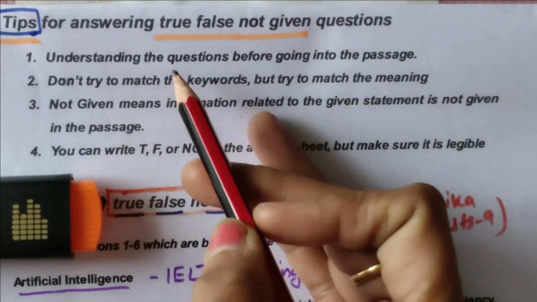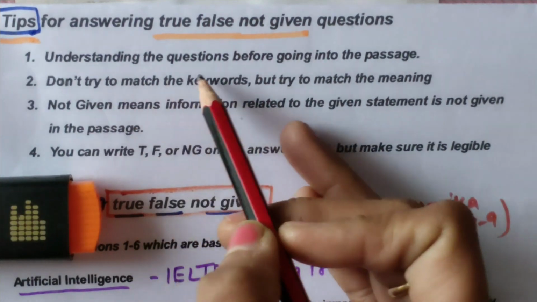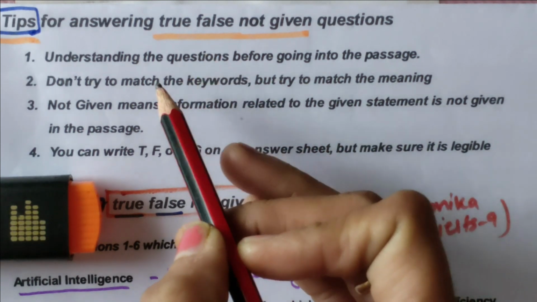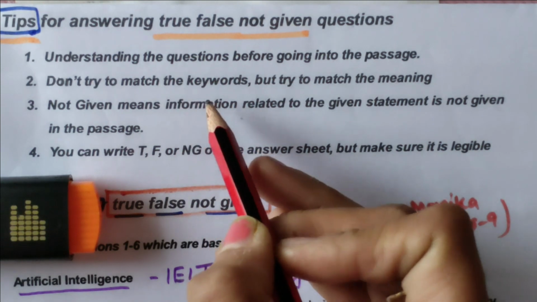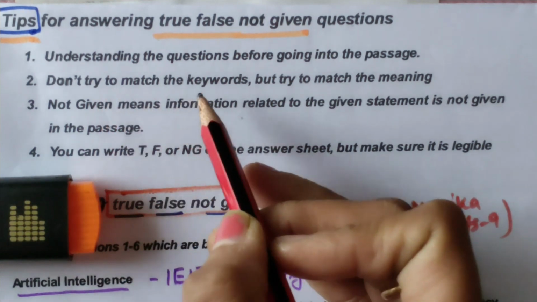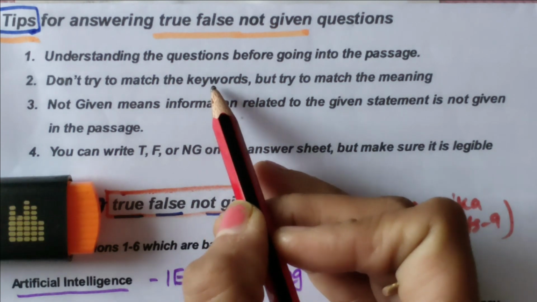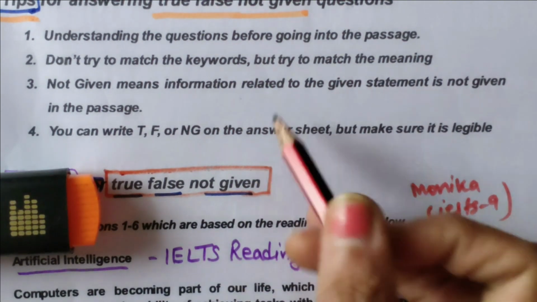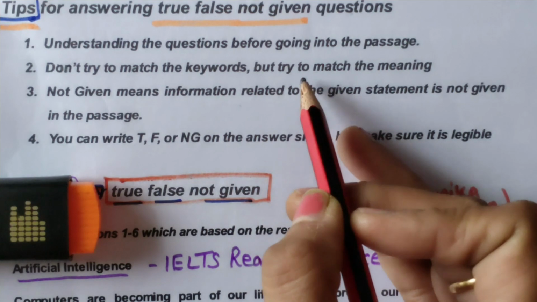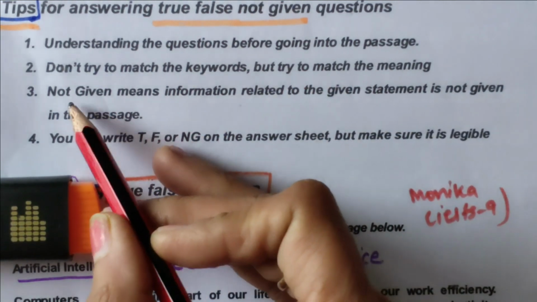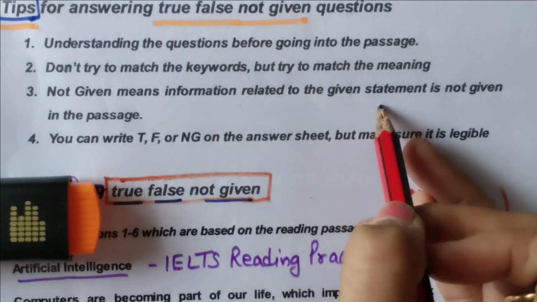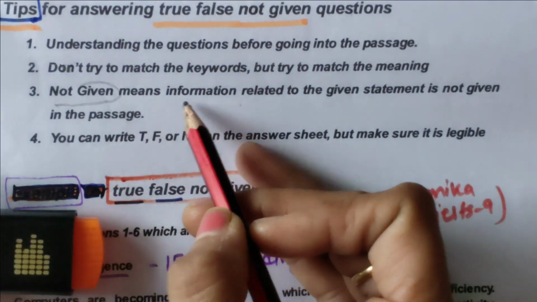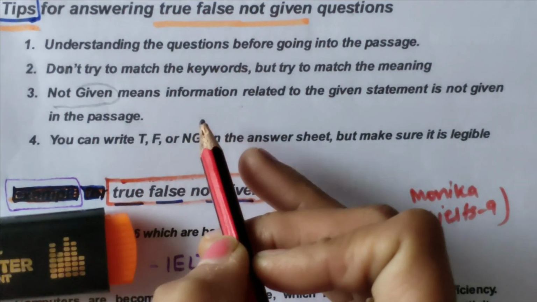Now here are tips for answering true, false, not given. Understand the questions before going into the passage, means first we have to read the question statement and understand its meaning. And definitely we will underline the keywords. And keywords don't mean that wherever you get the keyword in the paragraph, you will think that it is true. No, try to match the meaning also. Not given means information related to the given statement is not given in the passage. That I have already explained to you.